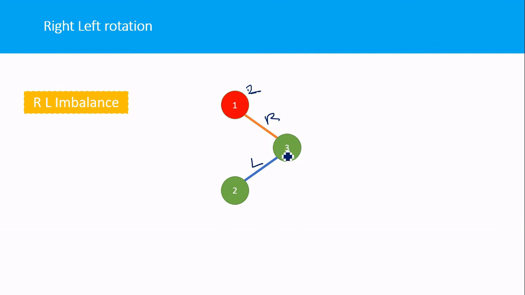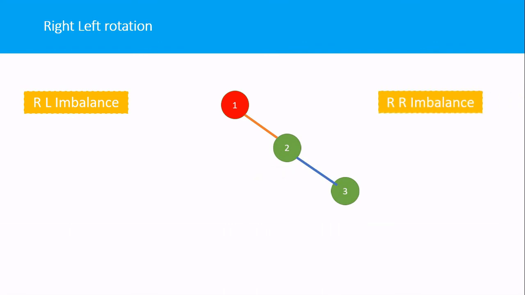As we saw in the previous one, when an RL imbalance occurs, what we will do is a right rotation here at node 3. Now this imbalance will become an RR imbalance. So we are changing the RL imbalance to an RR imbalance.